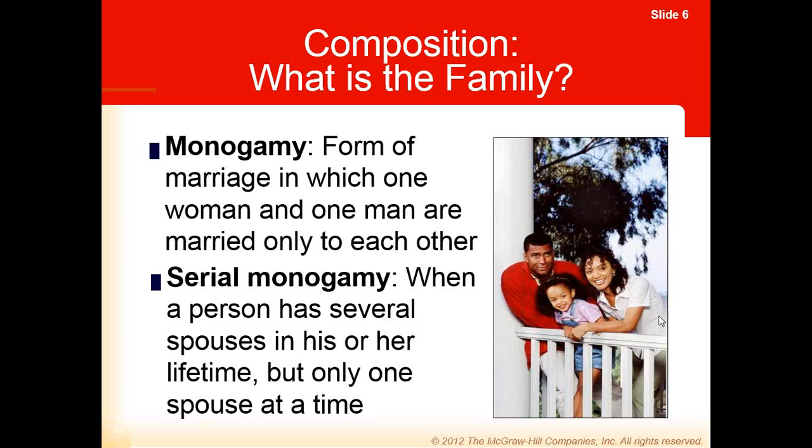And so the average is actually, for a person who's been married, the average number of times they've been married is 2. So we do see that we only have one spouse at a time, but we're having multiple spouses throughout our lives.